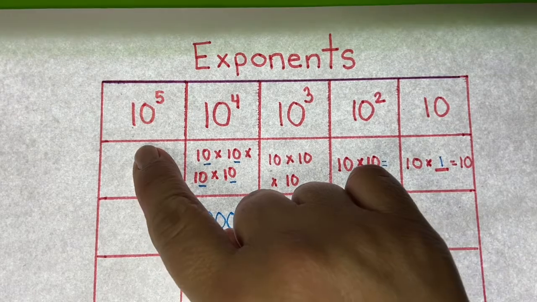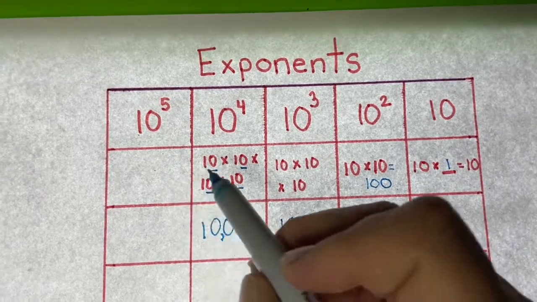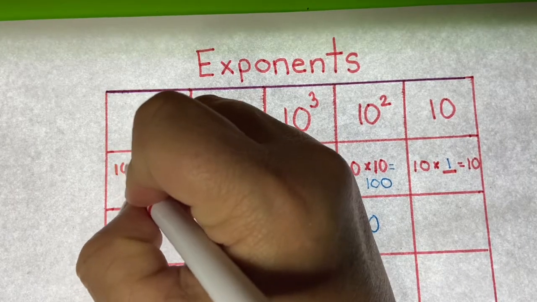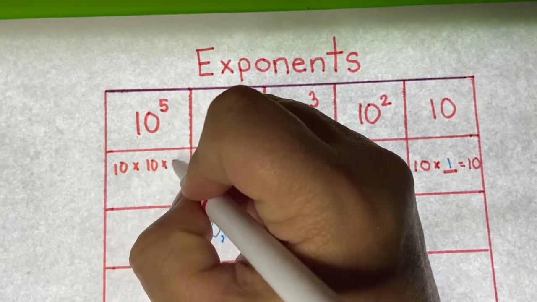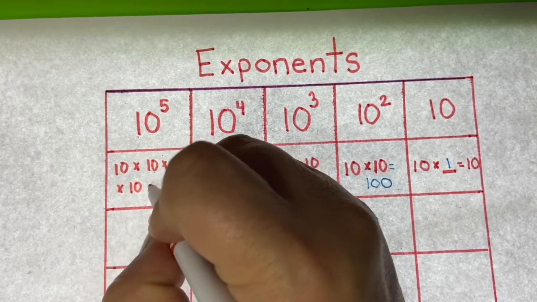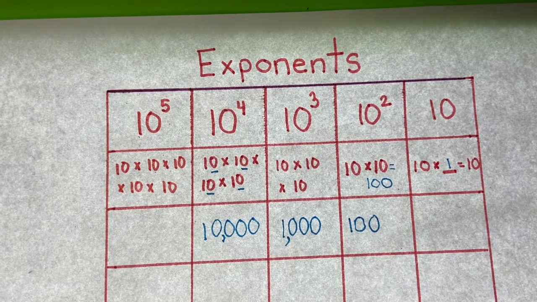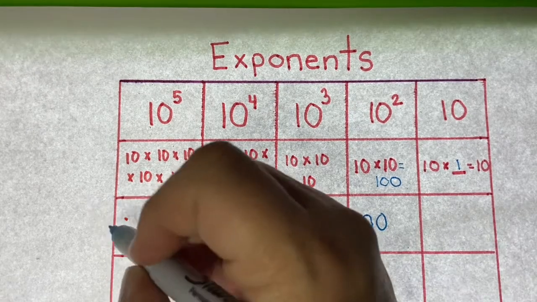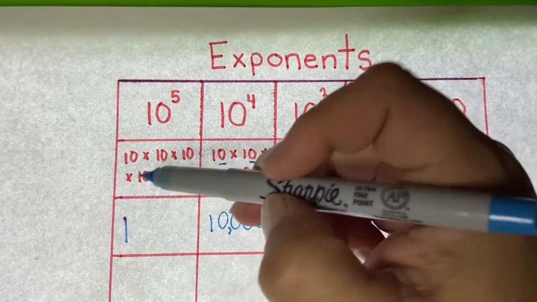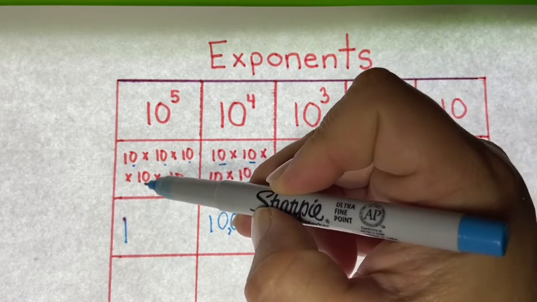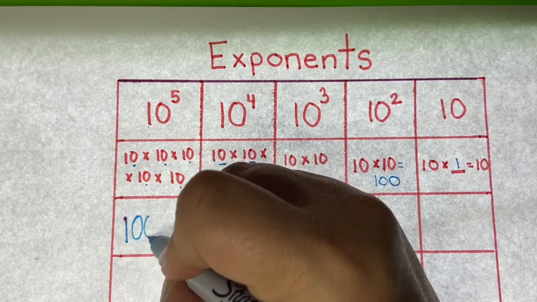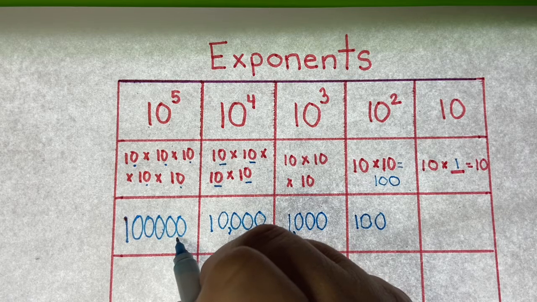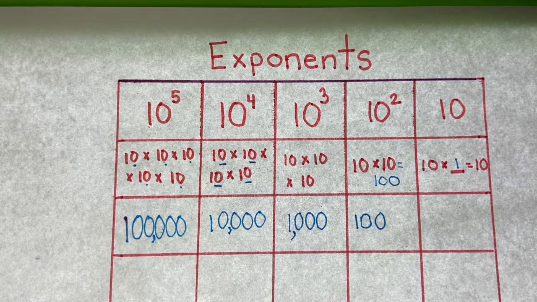So let's look at the last one, 10 to the 5th power. That means I'm going to have 5 tens. 10 times 10 times 10 times 10 times 10. Just like that. So I know I have 1, and I have 1, 2, 3, 4, 5 zeros. My decimal is here, so 1, 2, 3, 100,000.